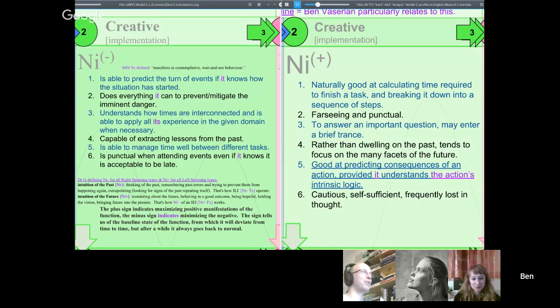Cautious, self-sufficient, frequently lost in thought. Well, as you can see, I was frequently lost in thought right now. So definitely lost in thoughts very often. Self-sufficient, I would say so. And cautious. Well, I have 6 in my trait type, so yeah, I probably am cautious. But if there is something that really interests me, I can take risks in order to do it.